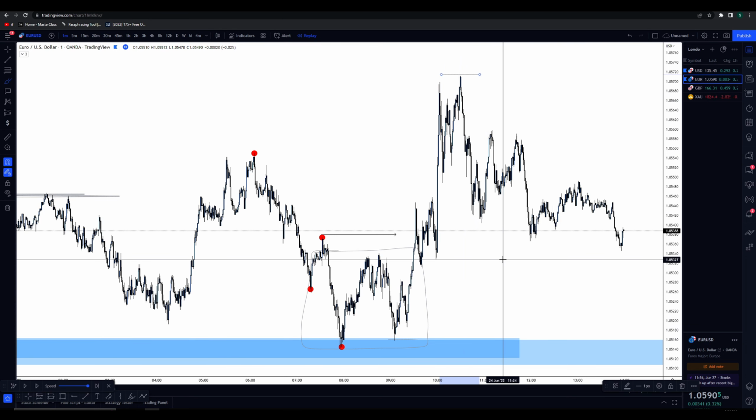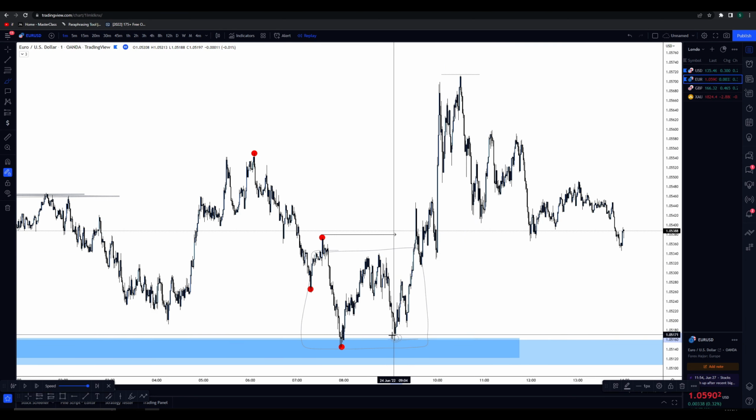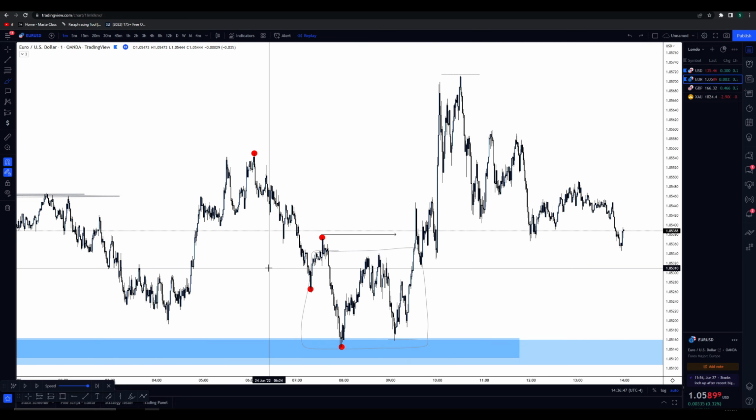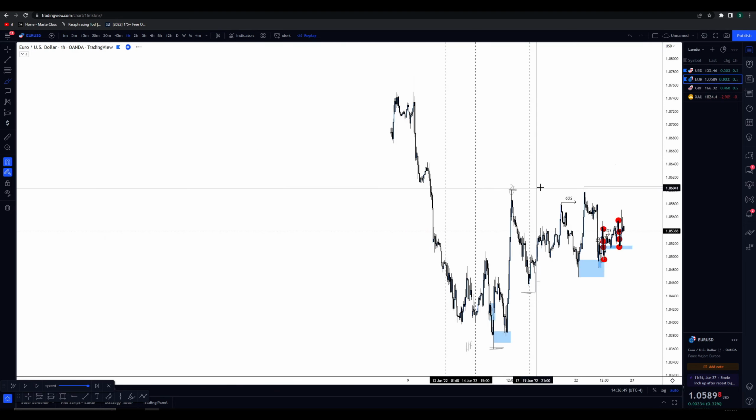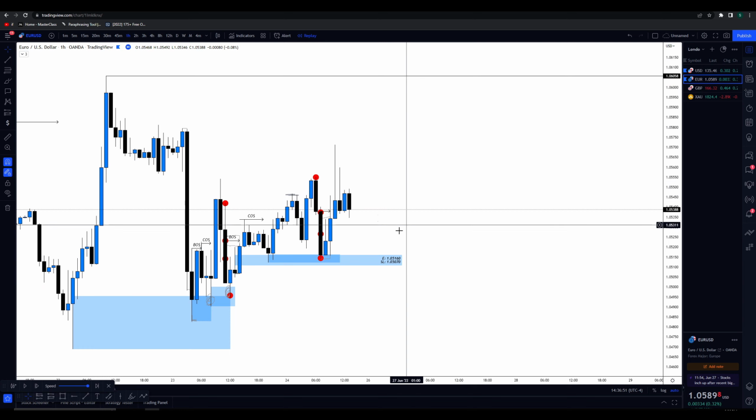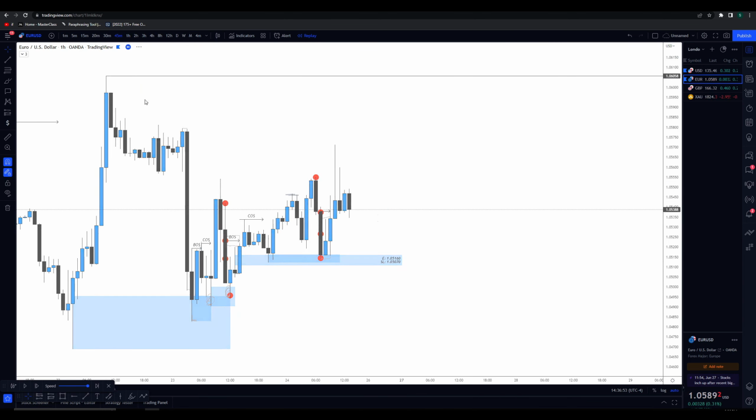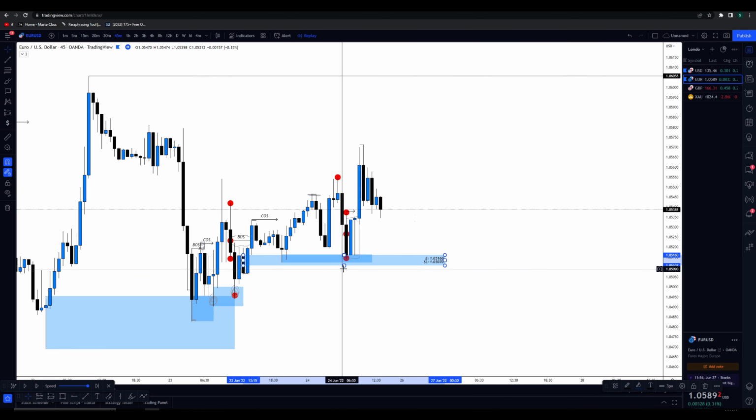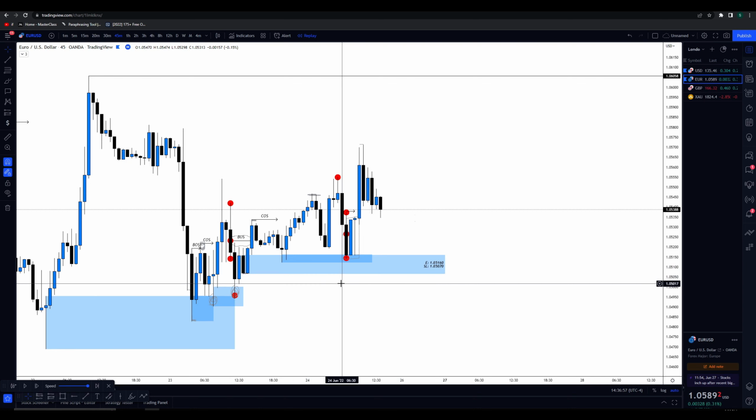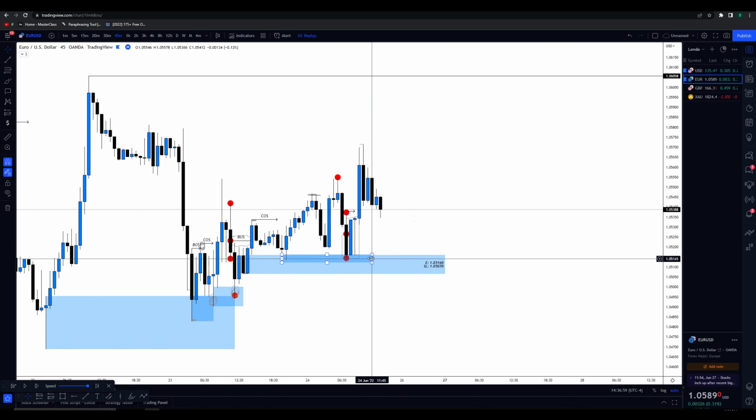But what's the probability price is going to come all the way back down for a third mitigation? It doesn't make sense. It won't, right? As I mentioned before, institutions will not trade within an important point of interest for a long time. Once they see their point of interest, they will move right away. Once it's mitigated, it's gone. Think of it as gone. They're going to move on with their life, right?